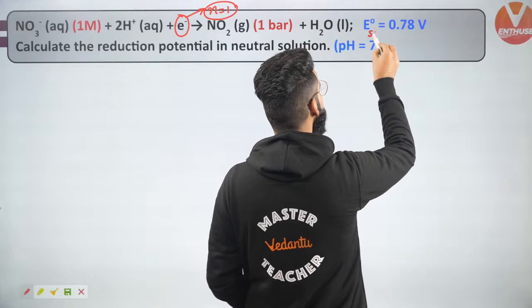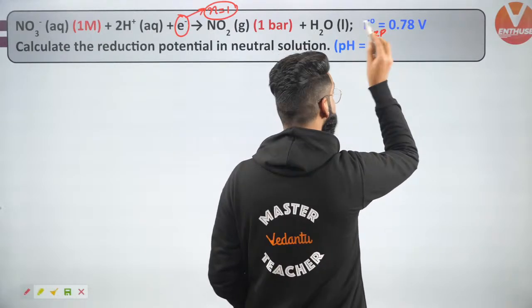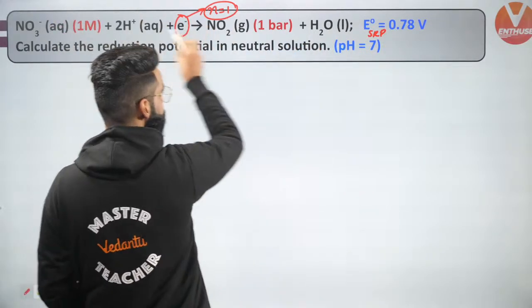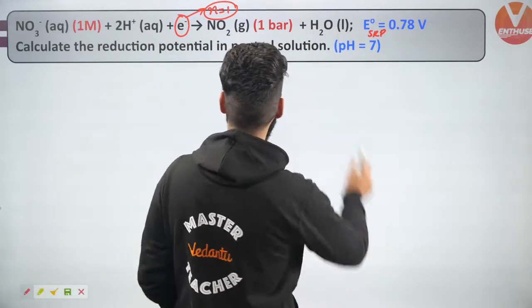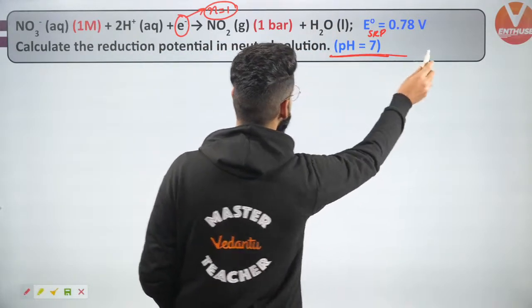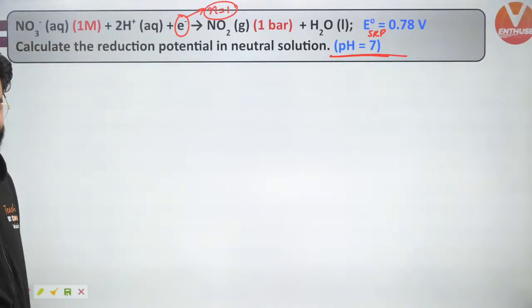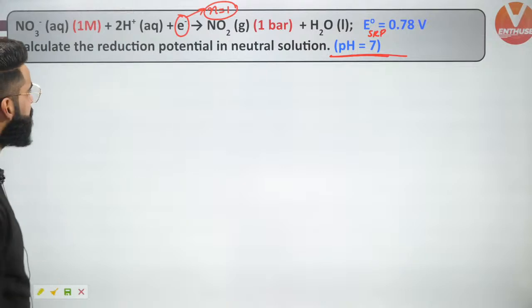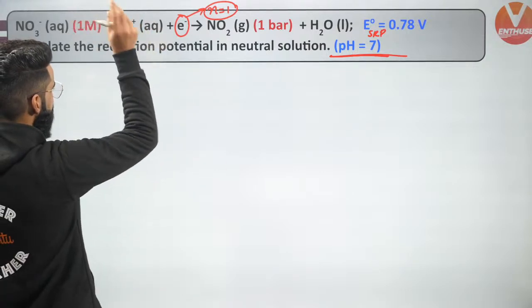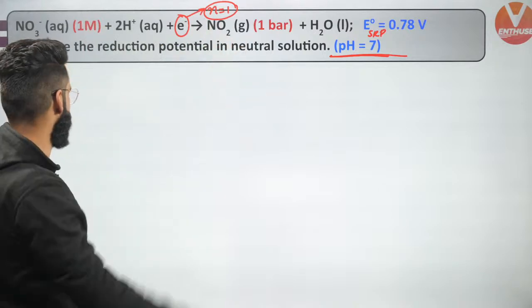So if this is a reduction reaction, it's going to be the standard reduction potential value of the electrode whose reaction is this one. Calculate the reduction potential in the neutral solution when the pH is equal to 7. See guys, how is this question to be solved? First of all, we are given a balanced reaction, which is taking place at some electrode.